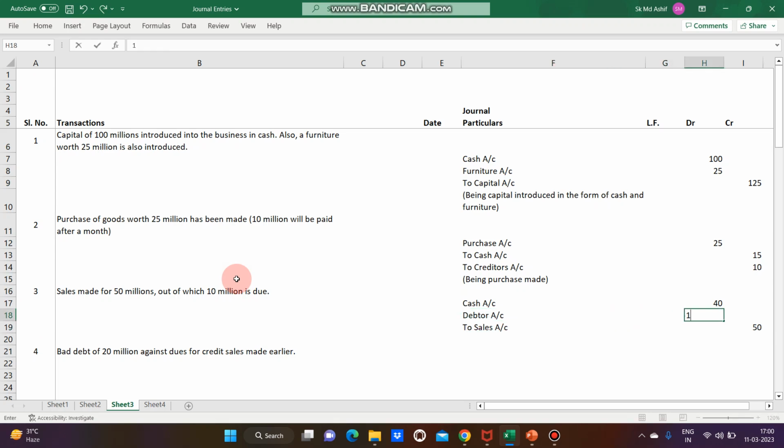Narration, of course. I'm not writing the narration for all of the journals, but whenever you do it yourself, do write the narrations.